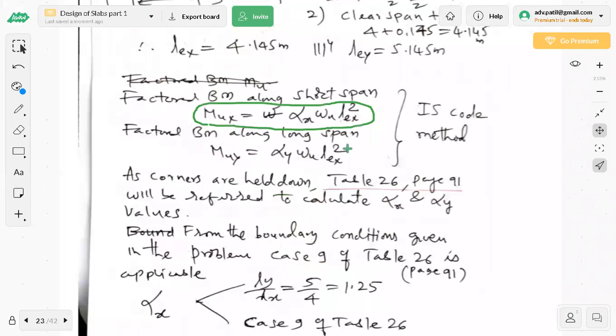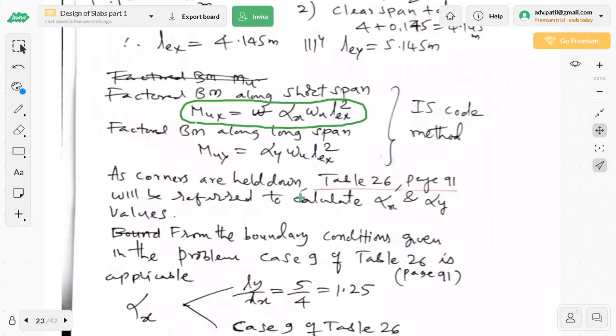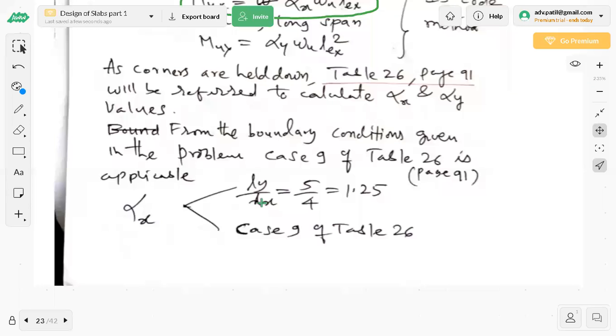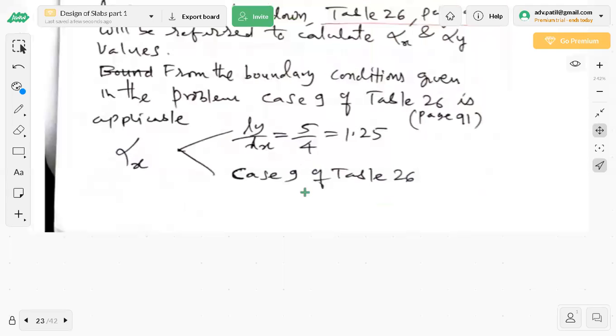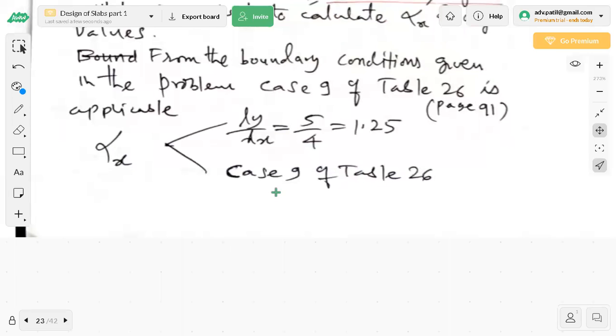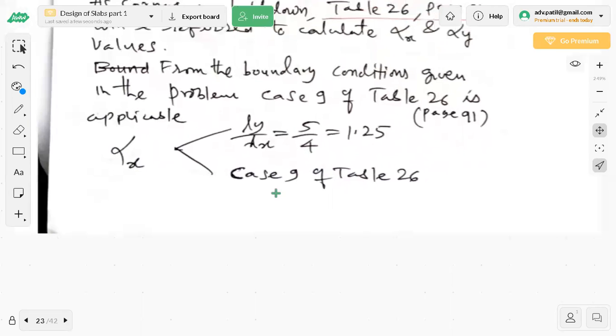Now you can see here, table 26, then Ly by Lx is 1.25. Directly it is not available. I have to see the case number 9. In the problem, totally 9 cases are there in table 26, and I must find which is the case for the given problem. Corresponding values of alpha x and alpha y should be calculated. In this problem, it is case 9. I'm going to give you one more problem in which case 9 is not there. Some other case is there. That also depends upon the boundary conditions, you should go there.